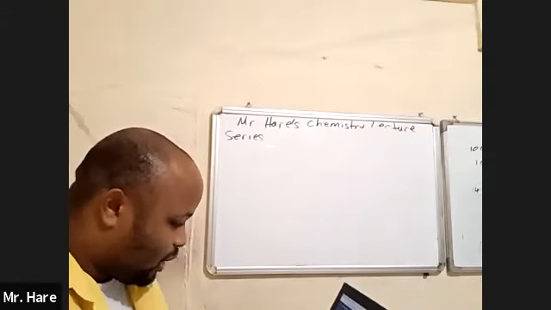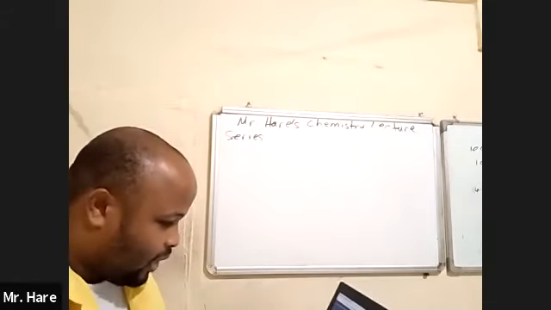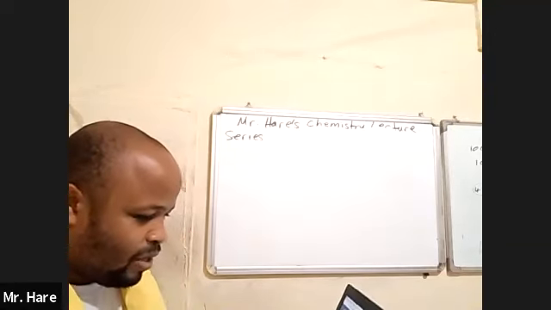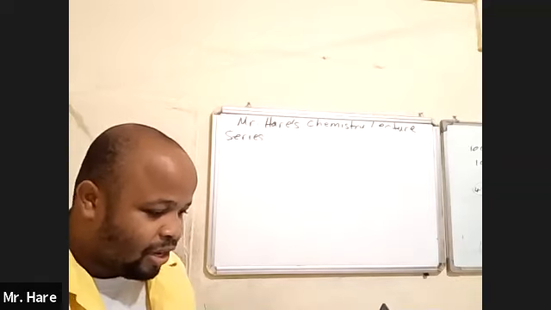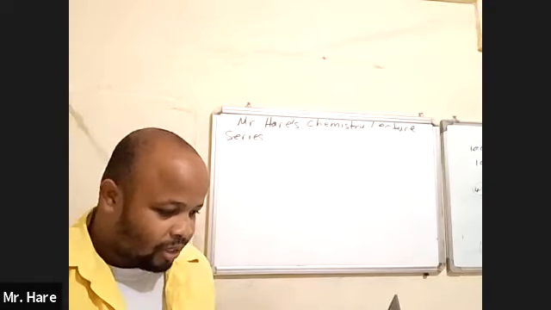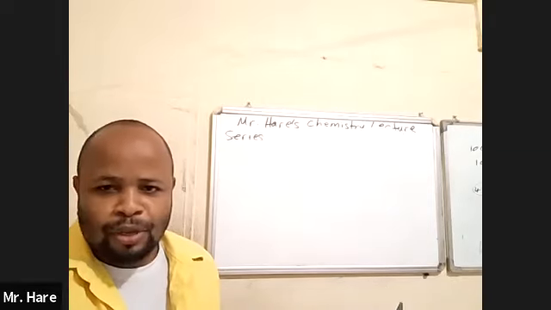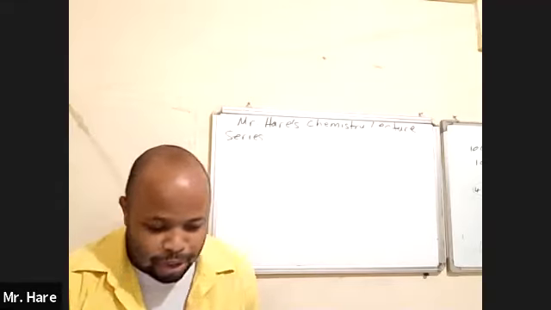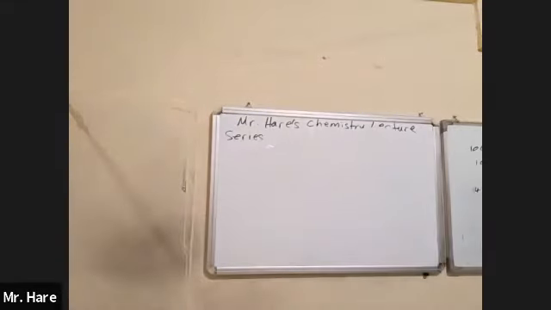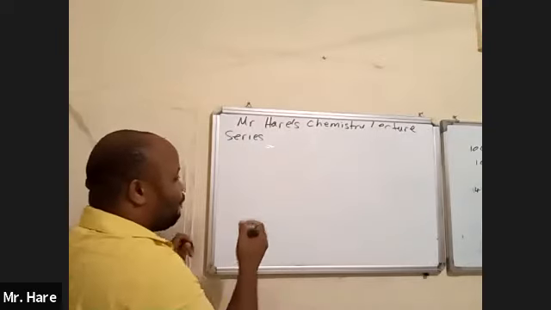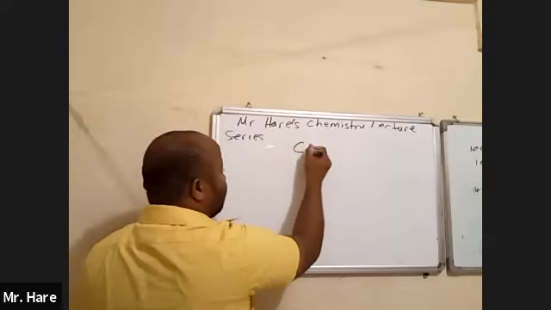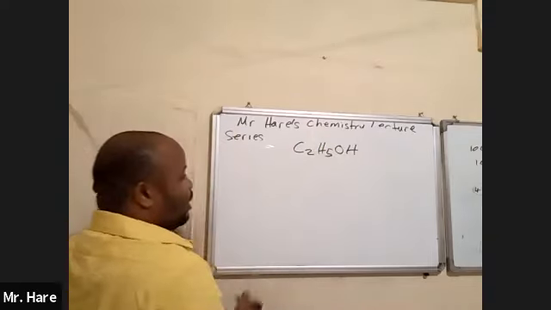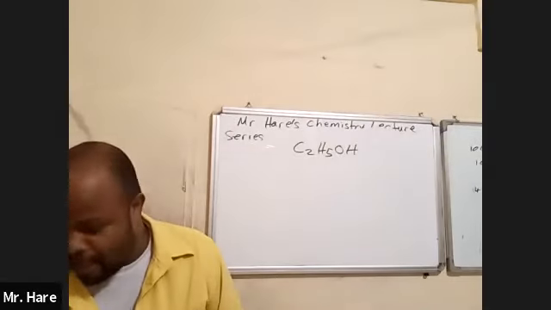All right, so the next question now says ethanol undergoes various reactions. Depending on the reagents and conditions of the reaction, products with different functional groups can be formed. So it says, what is the functional group of ethanol? It gave us the molecular formula for ethanol, which is C2H5OH.